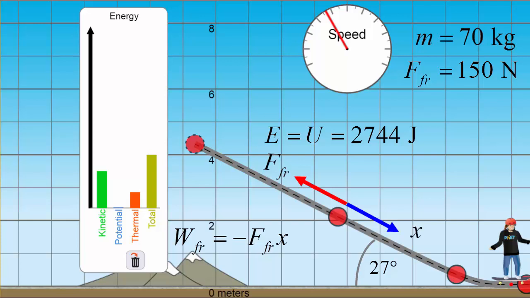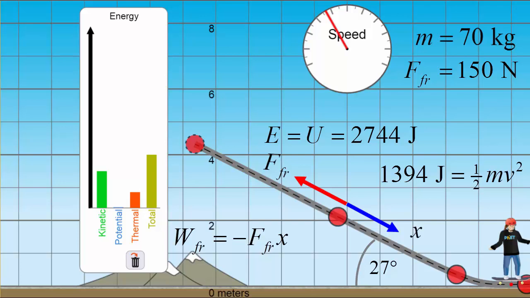Since friction takes away energy, the skater and his board in the system loses this energy. So by the time he gets down to the bottom, his final energy will be his initial energy minus the work done by friction, which is 2,744 joules for the potential energy minus 1,350 joules for the work done by friction. This gives us 1,394 joules. And of course, his energy at the bottom of the ramp is all kinetic. So what is his speed at the bottom of the ramp when there's friction?